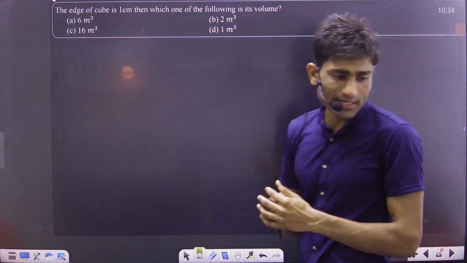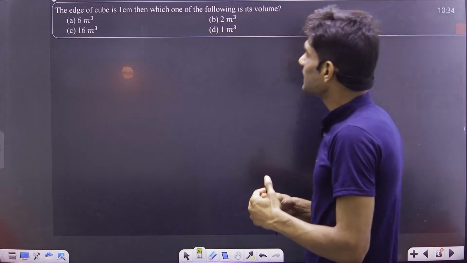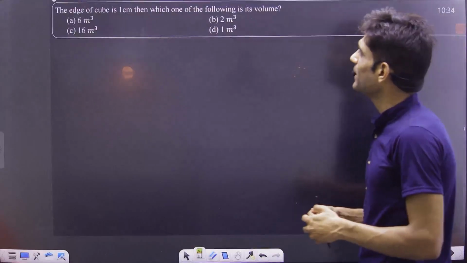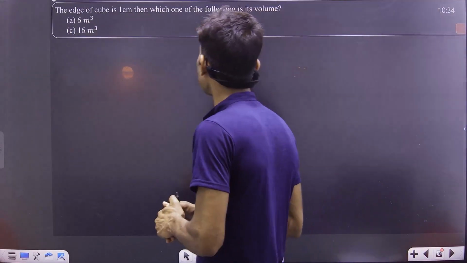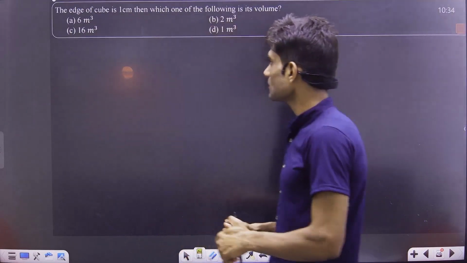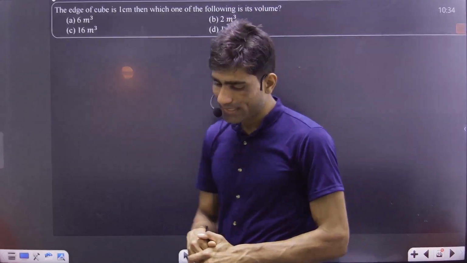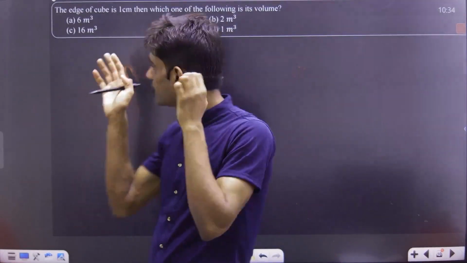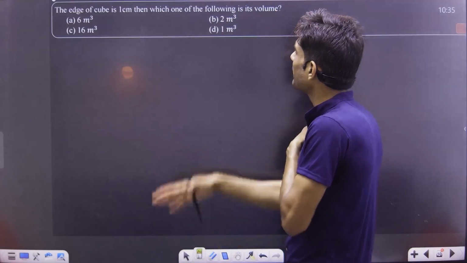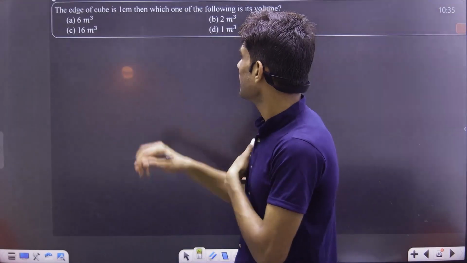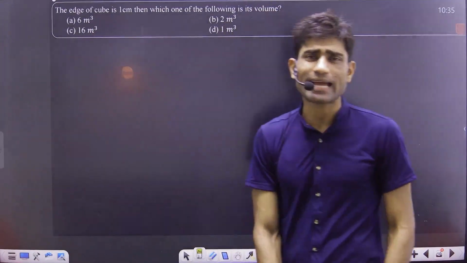Let's move on to the next question. The edge of a cube is 1 centimeter. Then which one of the following is its volume? Which one is its volume? It is given in meter cube, but it has to be centimeter cube. It is a typo here.